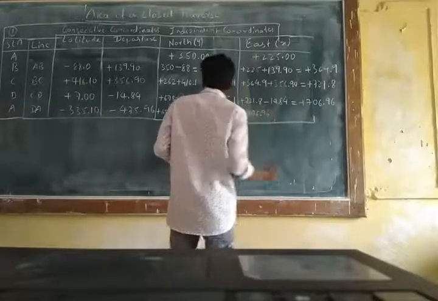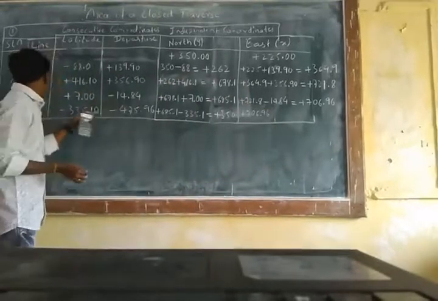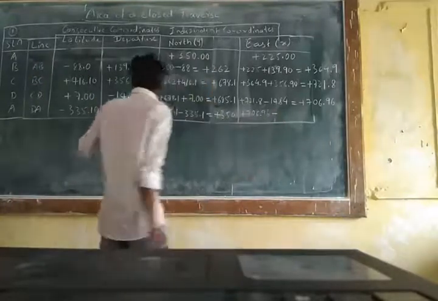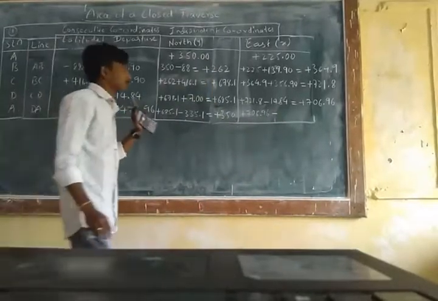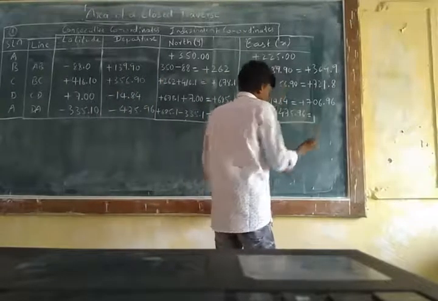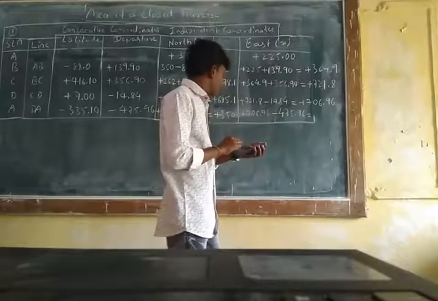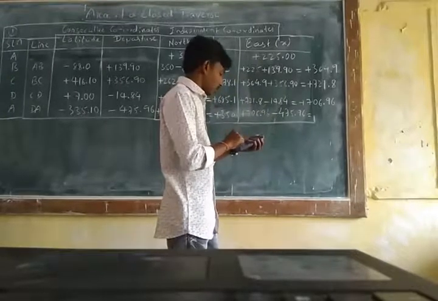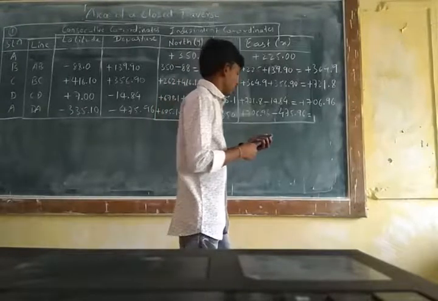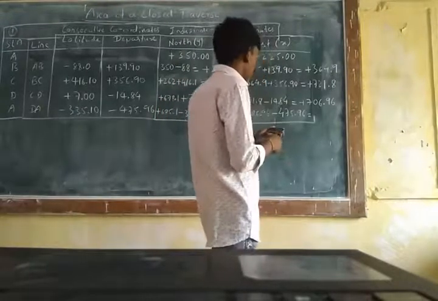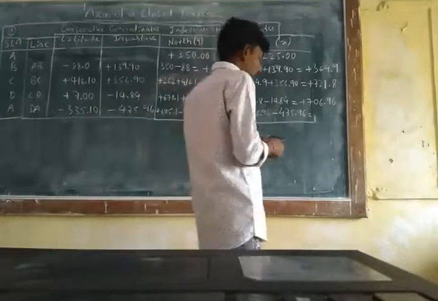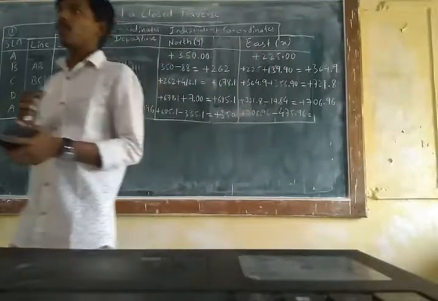706.96, and we have here in the departure for the line DA a negative sign, so take minus here. So minus 475.96, and let's calculate, and we are getting 231. Something is wrong here. I'll recheck it. So take a pause.